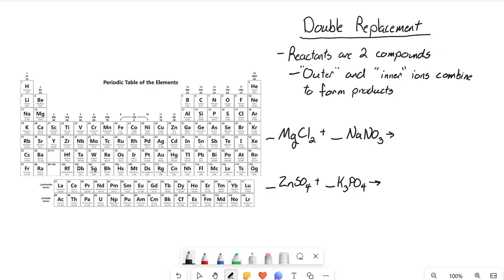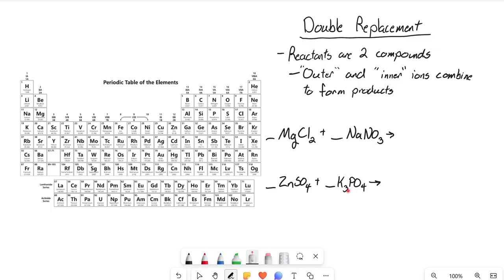So with this one, in looking at what I mean by the outer and inner ions combining to form products, it's important to recognize that really all of these things are ionically bonded. What's going to happen in the double replacement reaction is that the positive ion from each compound is going to trade places with the other. Two positive ions replacing one another to form two products leads to the double replacement description here.